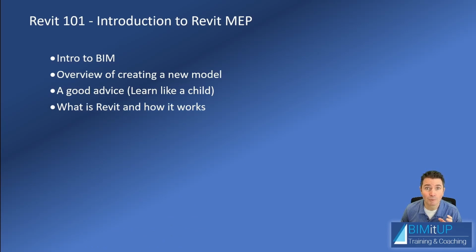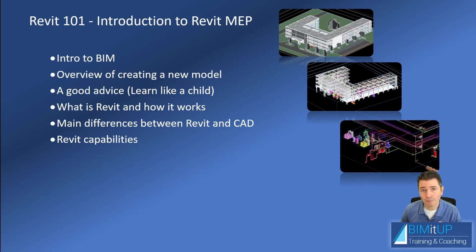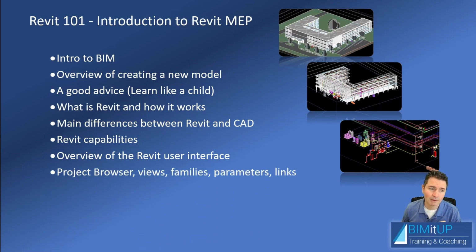I'm gonna tell you what Revit is and how it works. We're gonna go over the main differences between Revit and AutoCAD or any other CAD software. I'm gonna showcase some of the Revit capabilities. I'm gonna take you through an overview of the Revit user interface. And we're gonna go a little bit into the project browser, views, families, parameters, links, etc. So it's gonna be a nice all-encompassing introduction to Revit. And then I'm gonna give you some great advice on your next steps. So see you in Revit.